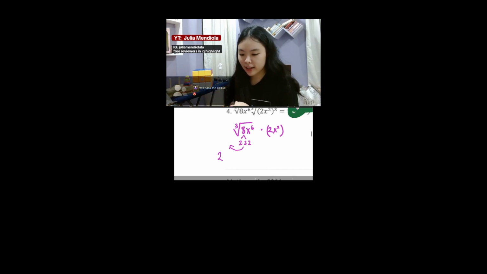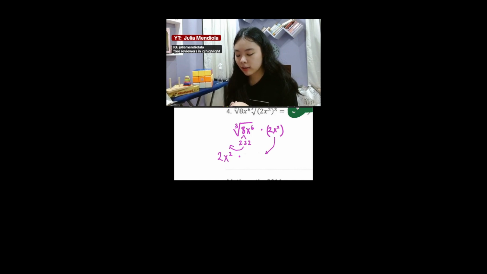X squared, yes. Okay, x squared siya, guys. Kasi, 6 divided by 3 will give you x squared. Okay? Yes, x squared. 2x squared. Now, mayroon pa rin natira na 2x squared dito. So, i-multiply lang natin yan. 2x squared times 2x squared will give you 4x4.